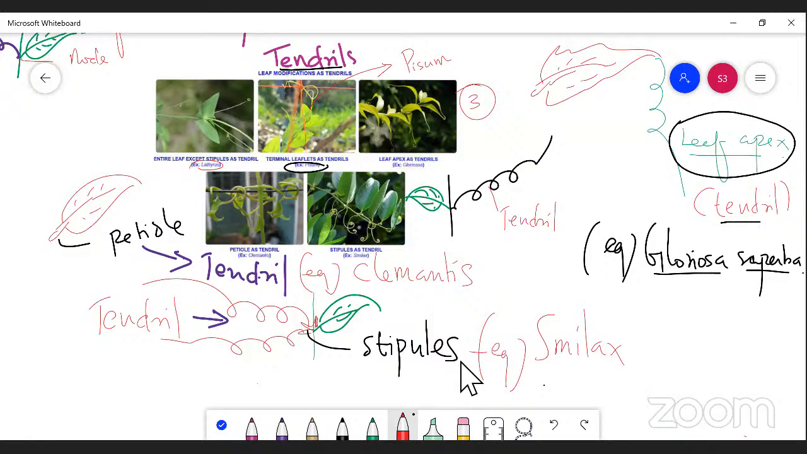Clematis is an example of petiole which acts as a tendril. So far, we have discussed a number of tendrils. They are the modification of leaf.